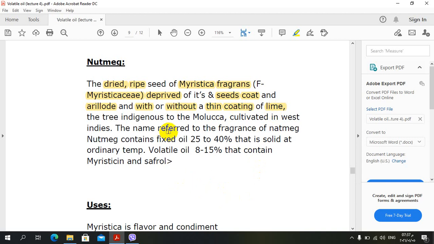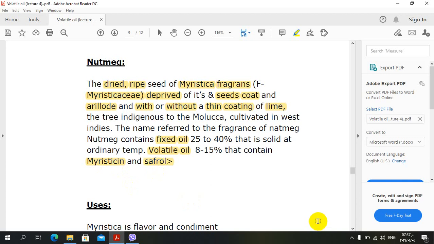Lime is a type of quicklime, as they call it. The tree is indigenous to the Malacca, cultivated in West Indies. The name refers to the fragrance of nutmeg. Nutmeg contains fixed oil 25 to 40% that is solid at ordinary temperature. Volatile oil 8 to 15% that contains myristicin and safrole.